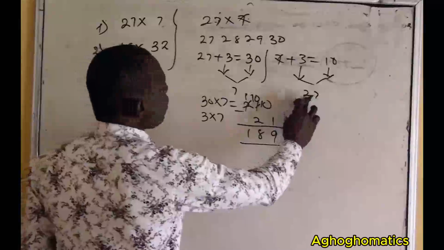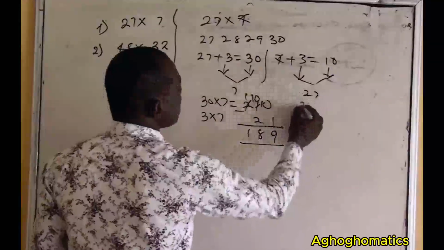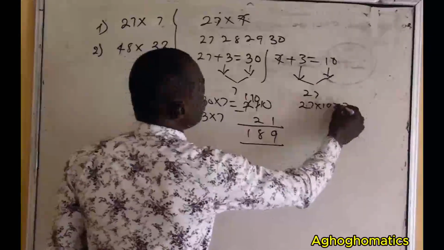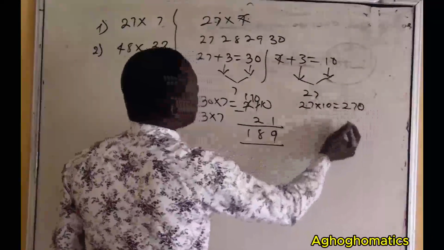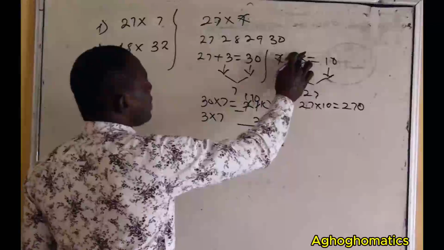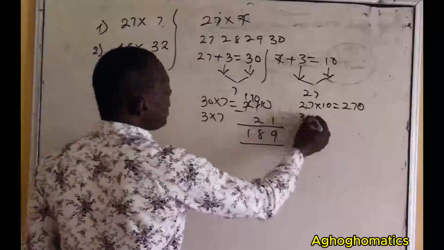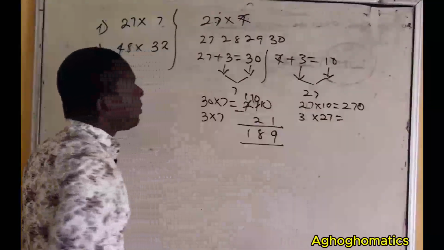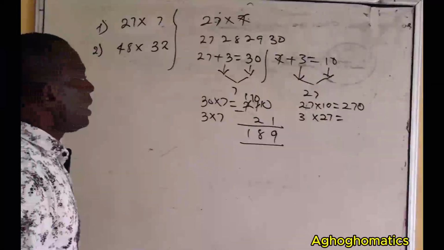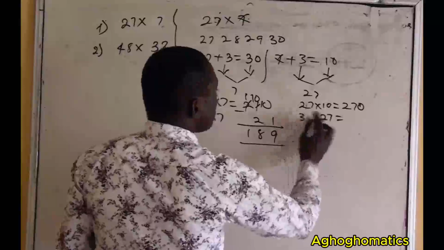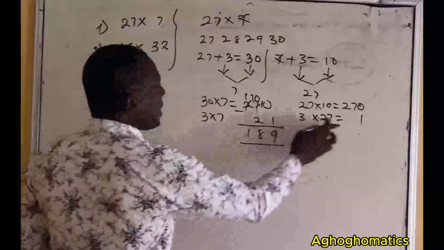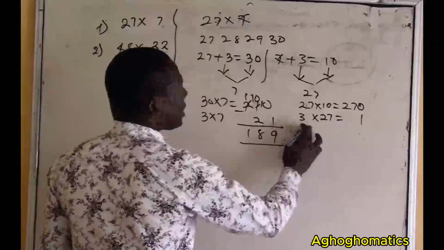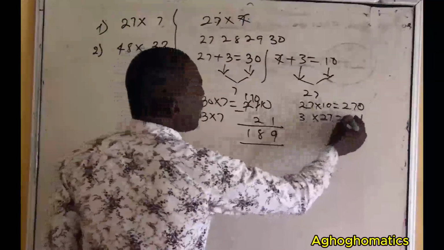Here, first of all, we see 27 times 10, that gives 270. Then we have 3 times 27. 3 times 7 is 21, write 1. 3 times 2 is 6, plus 2, that gives 81.